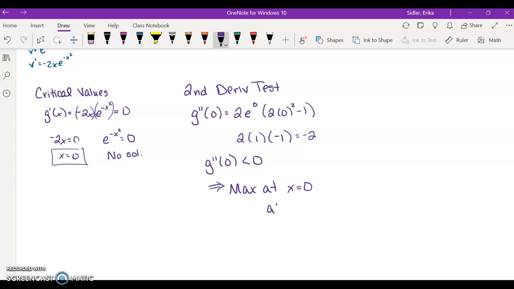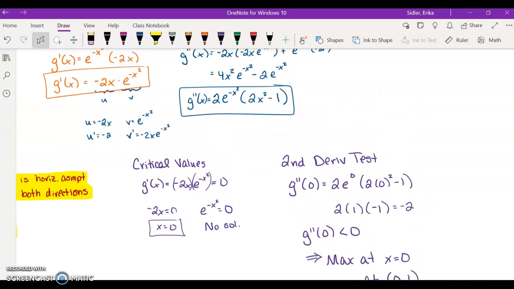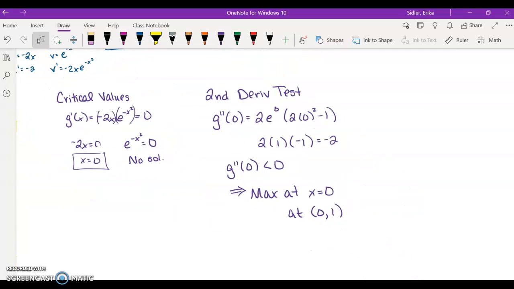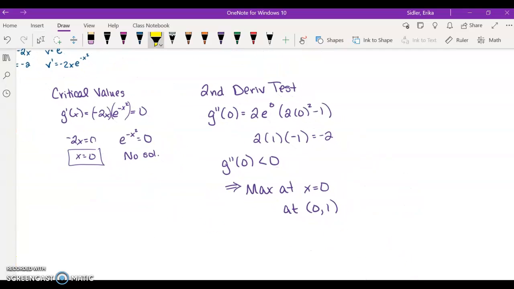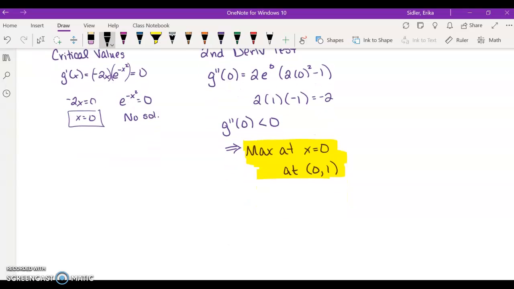Specifically at (0, 1), because I already know the y value that goes along with x equals 0, because I found it over here when I was looking for intercepts. So that's my next very important bit of information. And so that tells me that if I'm looking at a first derivative sign chart, I've got a 0 here.